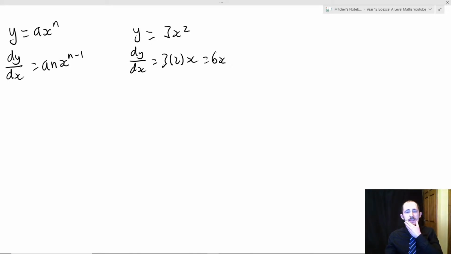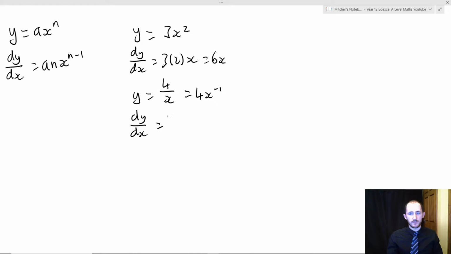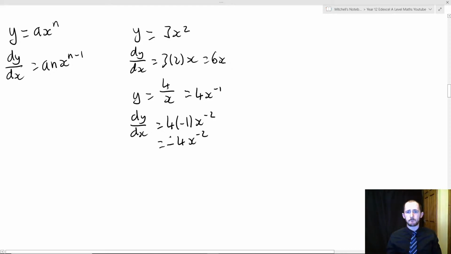Okay, so again, when we did the first principles stuff, you should know that these are some of the results we got. Likewise, if you have something else, let's say y equals 4 over x, you would first need to change this using your rules of indices to 4x to the minus 1. And then when you differentiate, you're going to do the same thing: bring the minus 1 forward, x to the minus 2. So, minus 4x to the minus 2, or minus 4 over x squared.